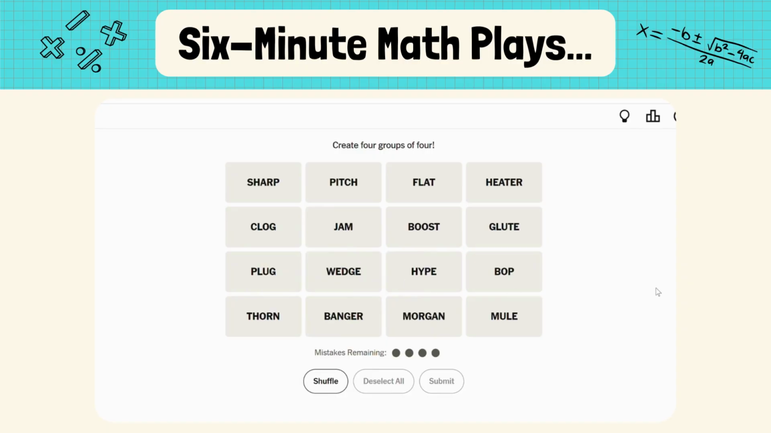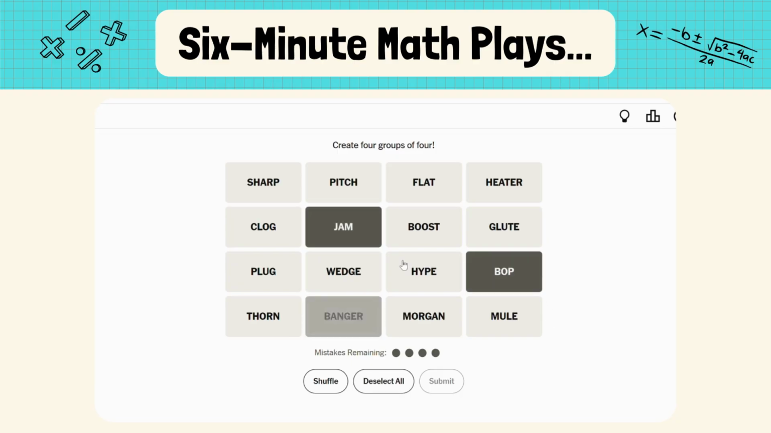Okay, last one here. Let's do our Connections. So we have sharp, pitch, flat, heater, clog, jam, boost, glute, plug, wedge, hype, bot, thorn, banger, Morgan, and mule. So my first one is heater. That's typically a fastball in baseball. So we got heater, pitch, banger. Those are something. We have a jam and a bop and a banger and a heater.